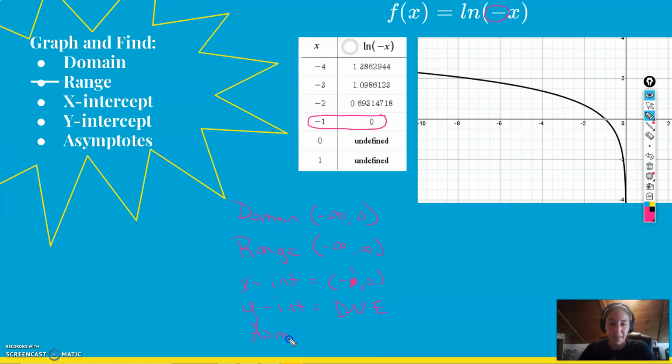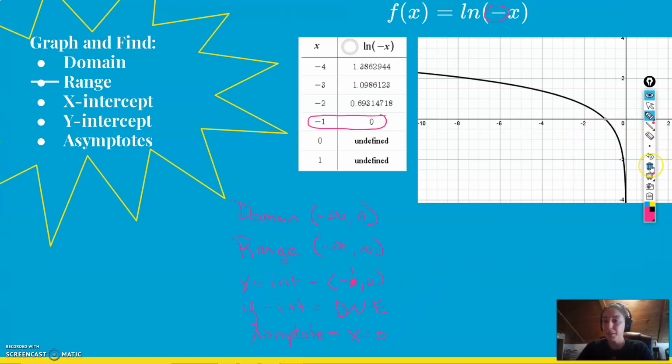And the asymptote is right here again at the line x equals 0, or the y-axis. We get really close to the y-axis, but we never actually touch. So the asymptote is at the line x equals 0.